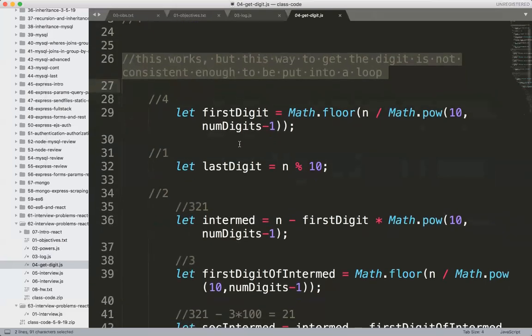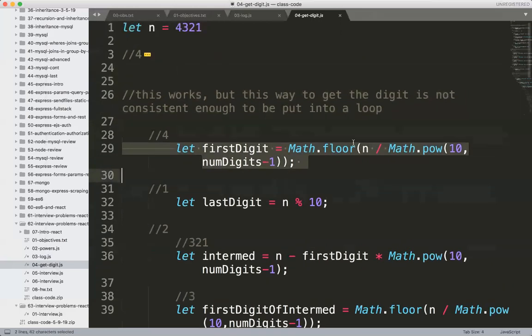But first, you just try to come up with a way that works, right? So over here, we came up with this on Thursday, where for the first digit, you do the number divided by Math.pow(10, numDigits minus 1). numDigits is what? Cool, 4, right? 4 minus 1 is what? 3, right? So Math.pow(10, 3) is going to give us what?